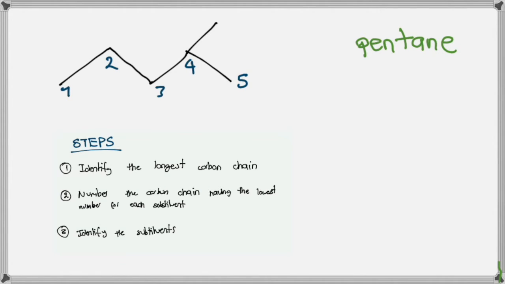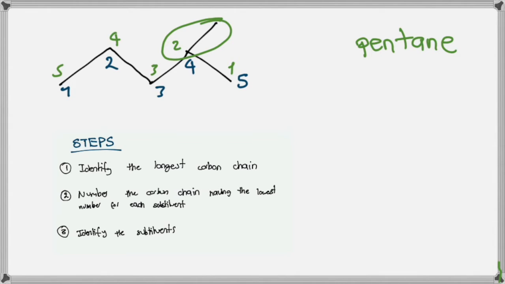Now, the next step is to number the carbon chain, having the lowest number for each substituent. So how are we going to do that? We're going to start as we did before: 1, 2, 3, 4, and 5. And if we do it the other way around, because we already have left to right, we can do it the other way. We always have to do it 1, 2, 3, 4, and 5. We're going to notice that here is our substituent, and if we count right to left, it's going to be in the 2, and if we count left to right, it's going to be 4. We should always stick with the 2, right? So we will stick with the 2.